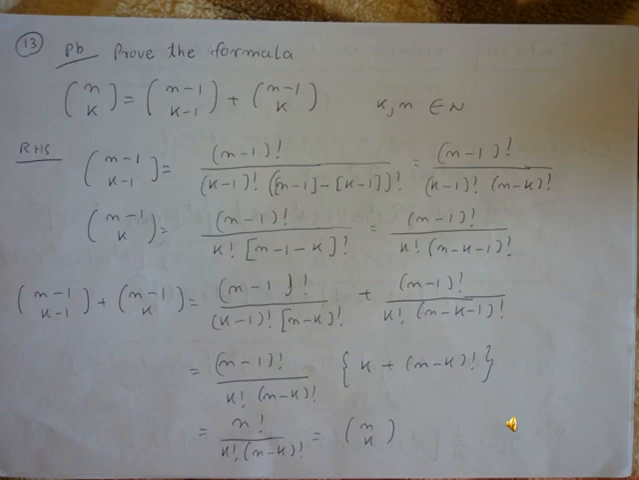m minus 1 factorial divided by (k minus 1) factorial (m minus k) factorial plus (m minus 1) factorial divided by k factorial (m minus 1 minus k) factorial. On simplifying, m minus 1 factorial divided by k factorial multiplied by [m minus 1... k factorial m minus k factorial], so in the brackets we have k plus m minus k, so that this is equal to this. That equals m factorial by k factorial (m minus k) factorial, which equals m choose k.